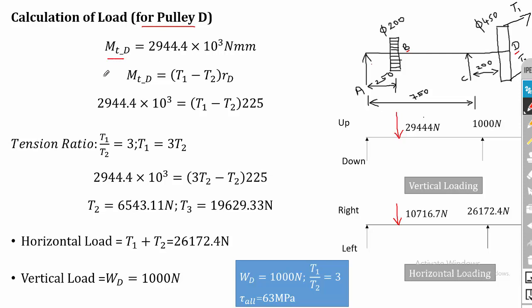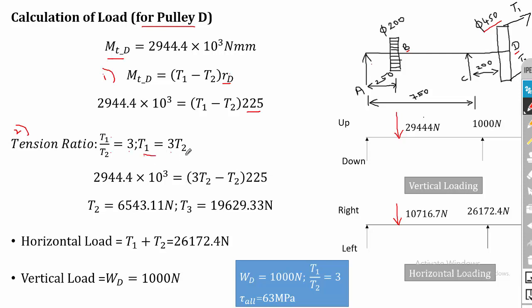And we know that for calculating the tension, we have two equations. One is MTD is equal to T1 minus T2 into the radius of the pulley. And the second one is the tension ratio, that is T1 by T2 is equal to 3. Further T1 is equal to 3 T2. So you can substitute the value of MT in the equation. And in the problem, the diameter is given as 450 mm. So RD is equal to 225 mm. So you can substitute the values.